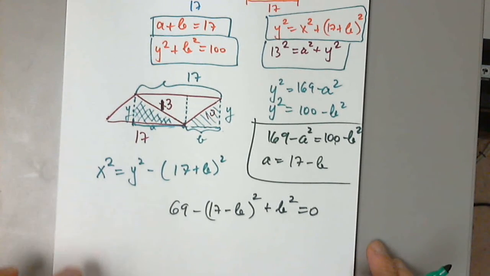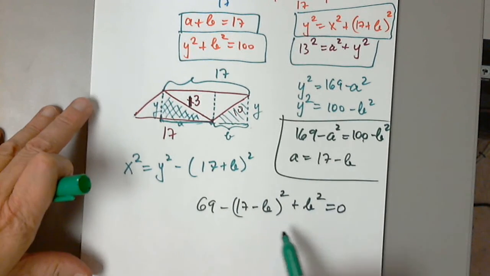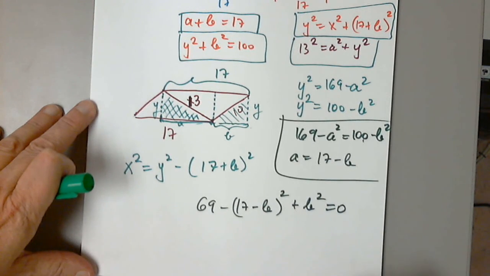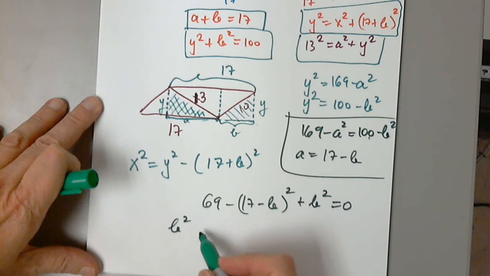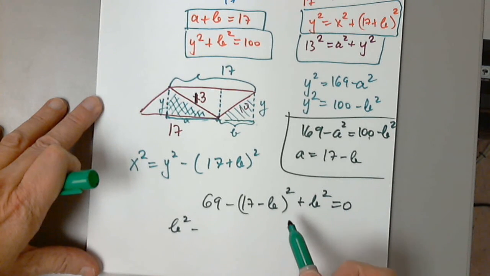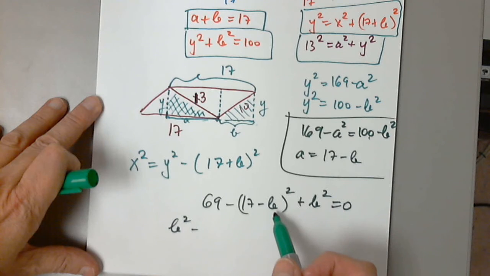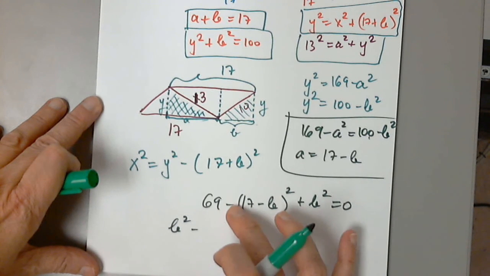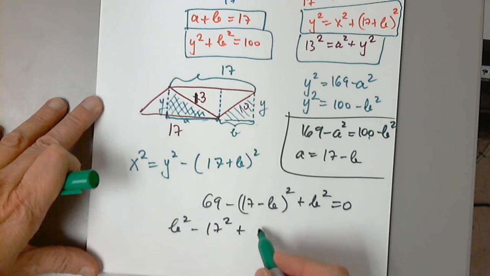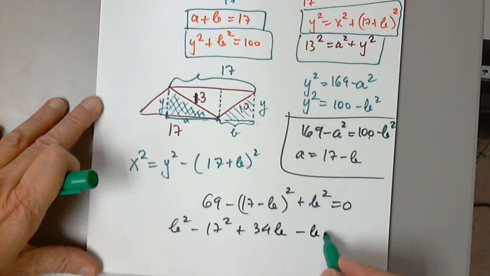It's a nice problem. I just don't want to spend too much time on it, though, because I have a big plan for you to review. Okay, so b squared, this will be minus 17 squared and plus 34b, and minus b squared and plus 69 equals 0.